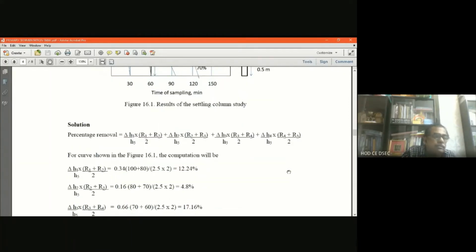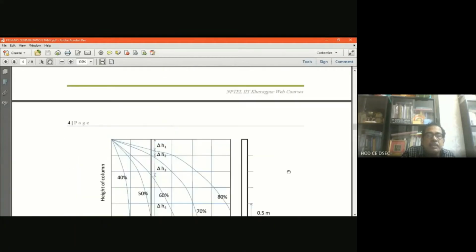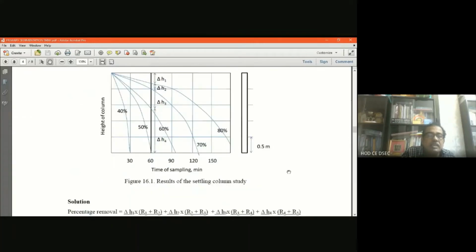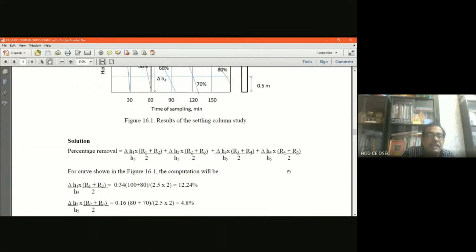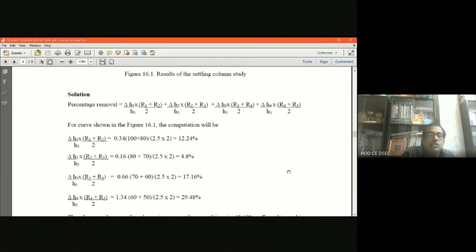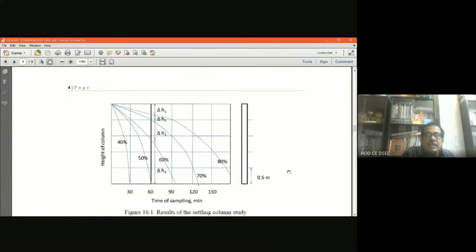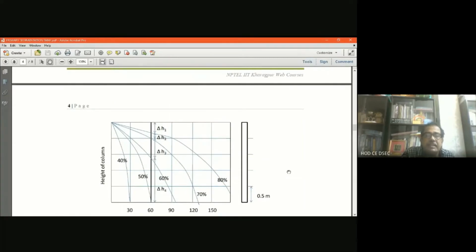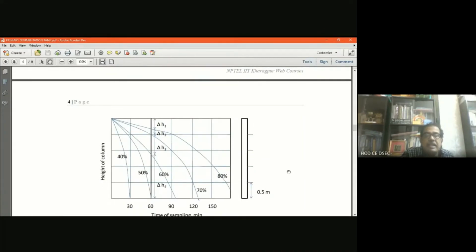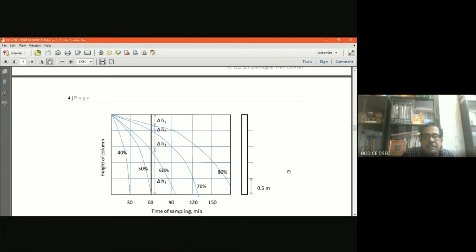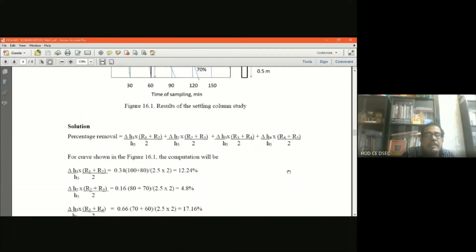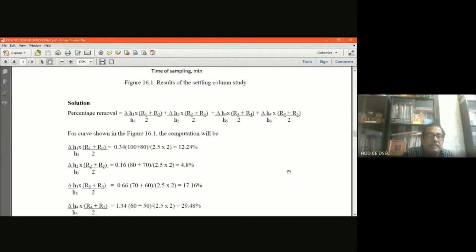Similarly, for delta H2, if delta H1 is 0.34, then the balance of the 0.5 slot is 0.5 minus 0.34, that is 0.16. So delta H2 is 0.16. Again, for R2 plus R3, the removal efficiency is between 80 to 70, so take the average between 80% and 70%. So 80 plus 70 has been taken.